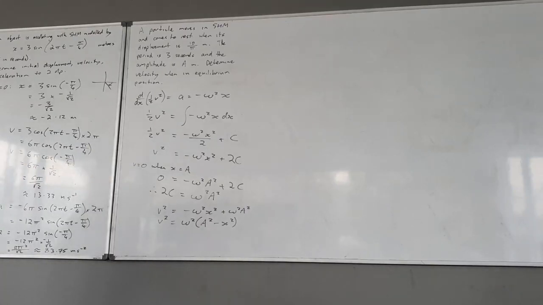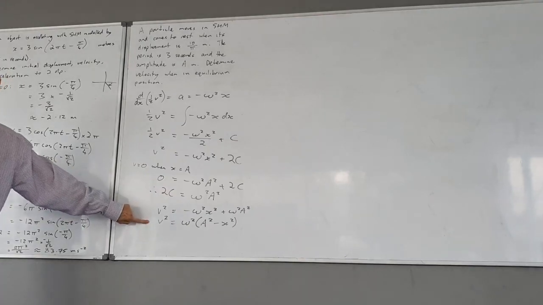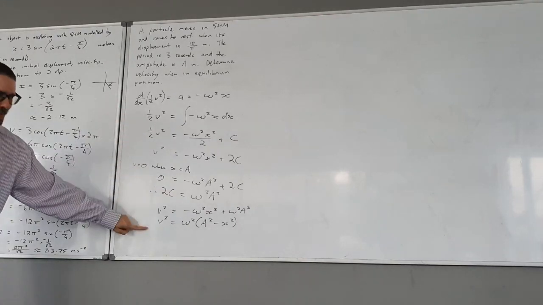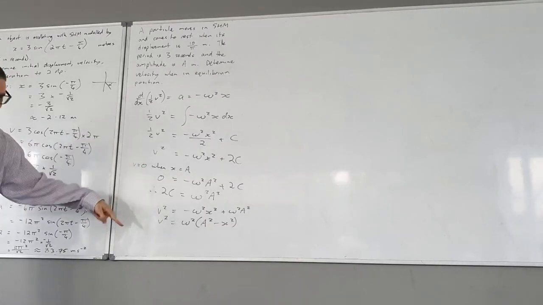Now, I don't think you actually have to be able to get there, but you can. What does the syllabus actually say? It says, consider and solve problems including simple harmonic motion. And they give you this formula on the formula sheet, so I can't imagine they want you to be able to get there. But you can if you need to.